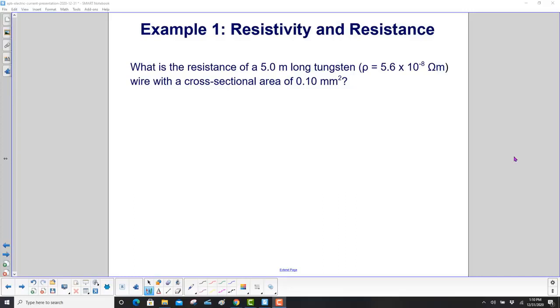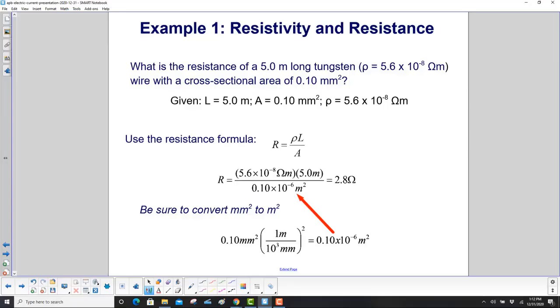What is the resistance of a 5 meter long tungsten wire with a cross-sectional area of 0.10 square millimeters? And we have the resistivity right over here. We have our length, our cross-sectional area, but note, square millimeters, that's problematic. We need square meters. Well, we'll take care of that shortly. And here's our resistivity.